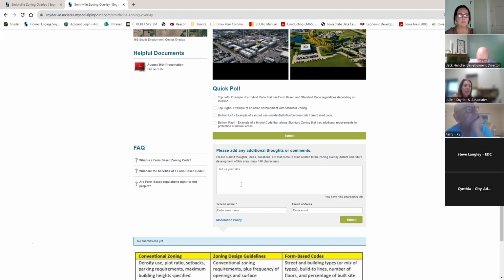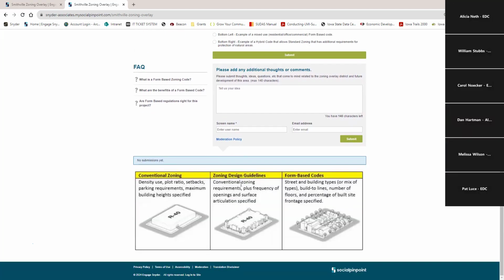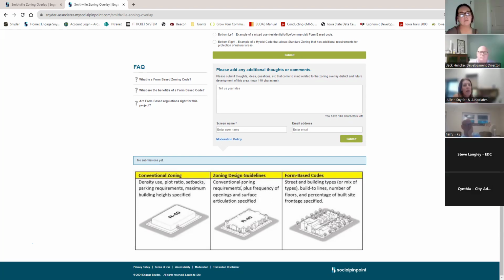There's a couple FAQs more on form-based, just because it's not something that you're probably used to seeing in Smithville. I can add stuff to the web page. I can do more images, I can do some code examples. Here's an infographic of conventional zoning on the left, your zoning design guidelines. It gets you a hybrid, and then form-based on the right.